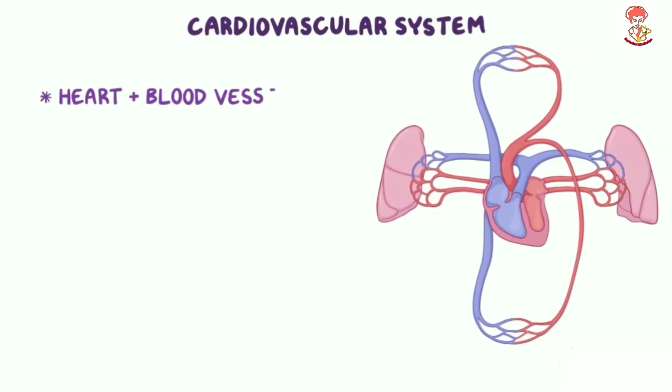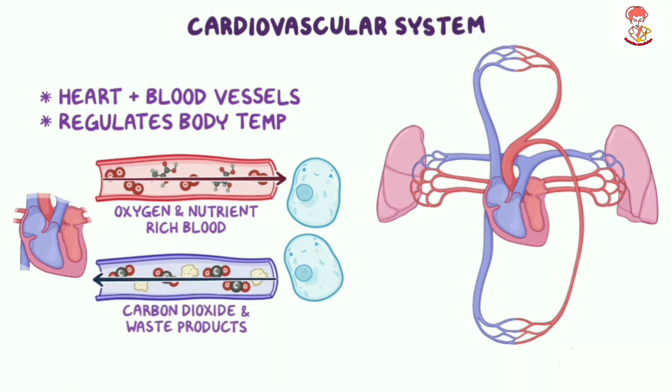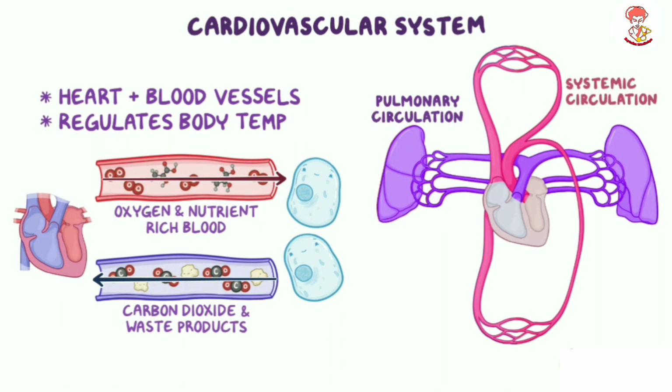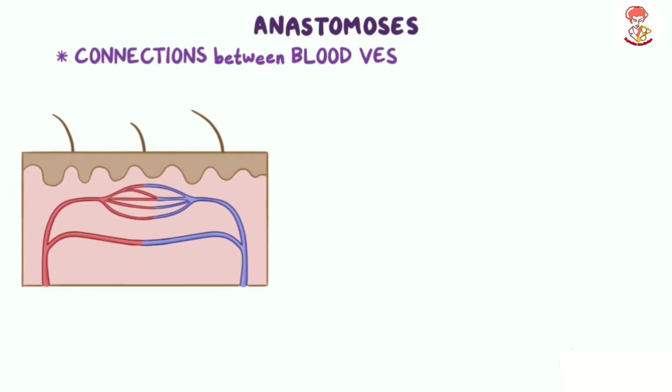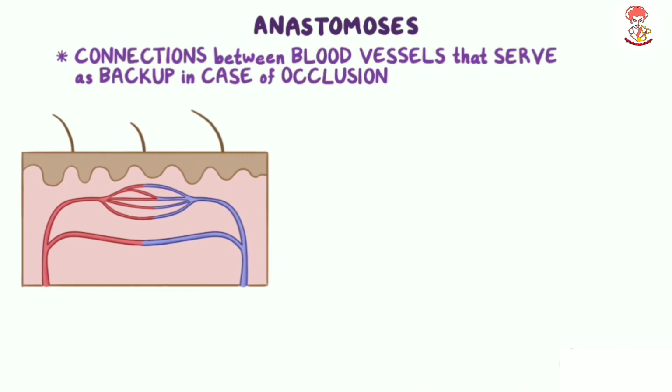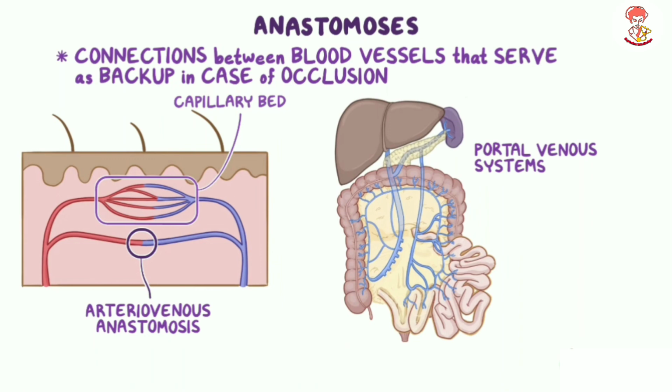As a quick recap, the cardiovascular system consists of the heart and blood vessels. It regulates body temperature, carries oxygen and nutrient-rich blood to all tissues, and removes carbon dioxide and waste products from them. This system is broken down into the pulmonary and systemic circulation. The pulmonary circulation is between the heart and the lungs, while the systemic circulation is between the heart and the rest of the body. Anastomoses are connections between the blood vessels that serve as a backup in case of occlusion of an artery or vein. The arteriovenous anastomosis is a direct connection between the artery and vein system without a normal capillary bed in between. Lastly, portal venous systems are venous systems that link two capillary beds.